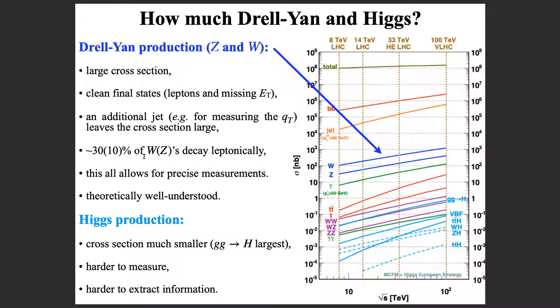This means that the experimentalists can achieve very precise measurements for these processes. And as I tried to argue in the first lecture, we understand these processes pretty well. So now we have very precise data and very precise theoretical predictions. We can compare them and see how well our understanding of nature works. As far as Higgs production is concerned, the cross section is much smaller. You see that Higgs production in gluon-gluon fusion, which is the largest among the Higgs production channels, lies here. So it's much smaller, around a factor of 1000 smaller than W and Z production. This means that it's much harder to measure, and being much harder to measure, measurements are less precise, so it's harder to extract information.